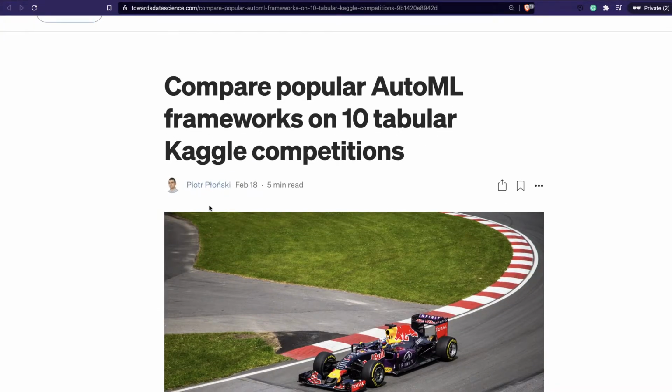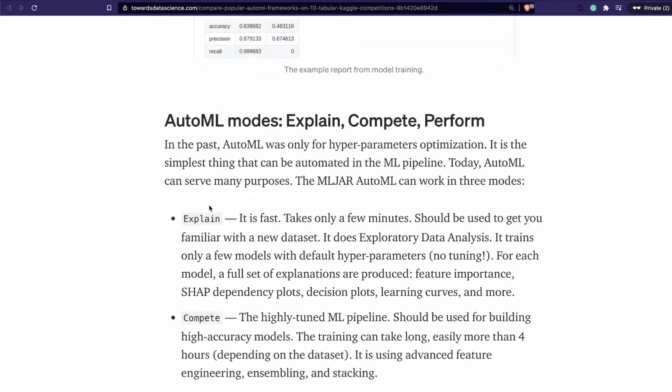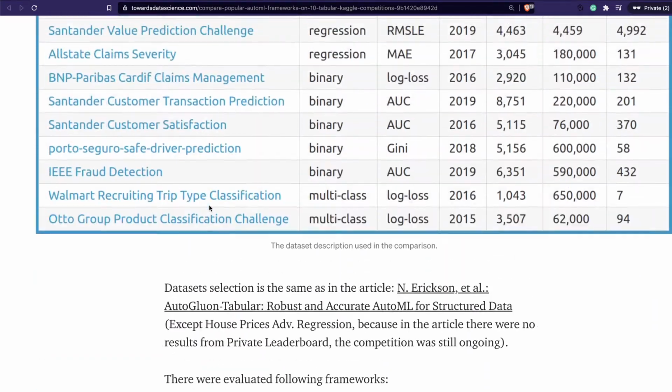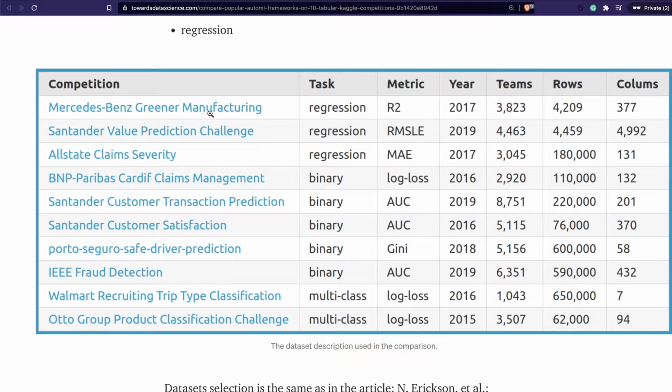So this article talks about taking all these popular AutoML frameworks and comparing them on 10 tabular Kaggle competitions. So what does 10 tabular Kaggle competitions mean? Kaggle competitions might have tabular data, or not tabular data, like computer vision or some media data. So what Piotr has done in this case is take 10 Kaggle competitions, especially tabular ones, and compare them with these AutoML frameworks. And the competitions he has picked are what you can see now.